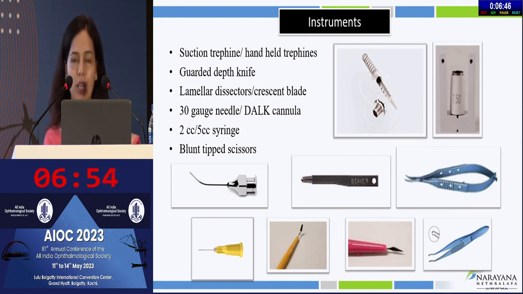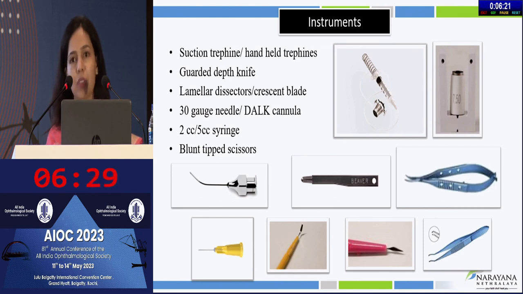The great thing about many of our cornea surgeries is that we don't need too many very specialized instruments. There are a few instruments which can be got, and they really help for the surgery. If you look at it from the steps of the surgery itself, the first thing we need, of course, are some form of trephines. Suction trephines are very useful. You get a very beautiful cut which is guided, and it is a guarded depth knife. You can also have handheld trephines, but in that case, you need to combine it with a guarded depth knife, which you decide on.